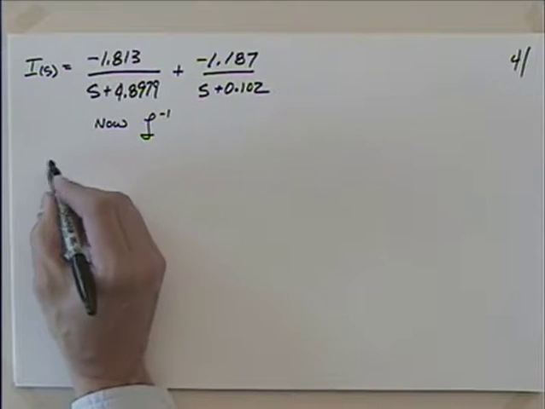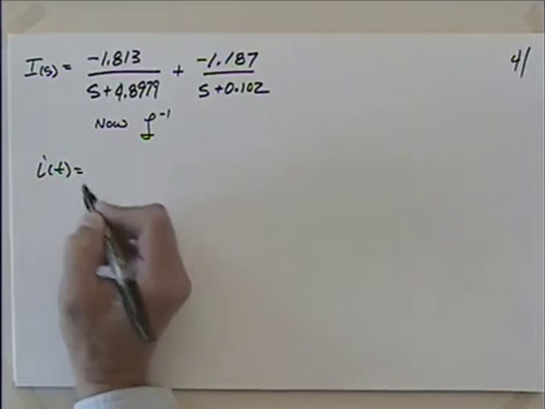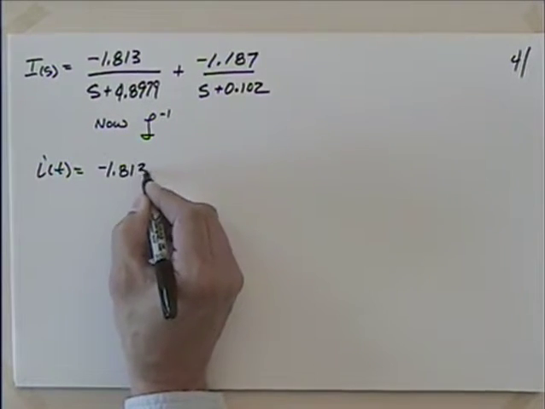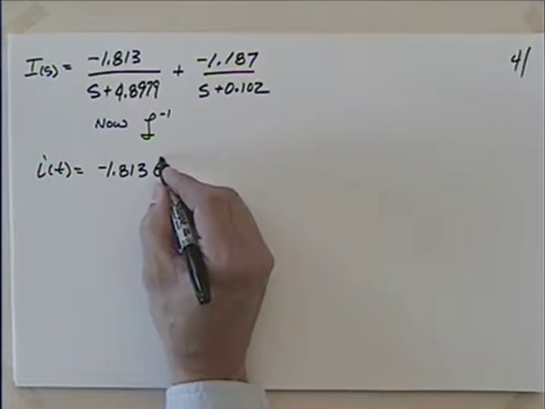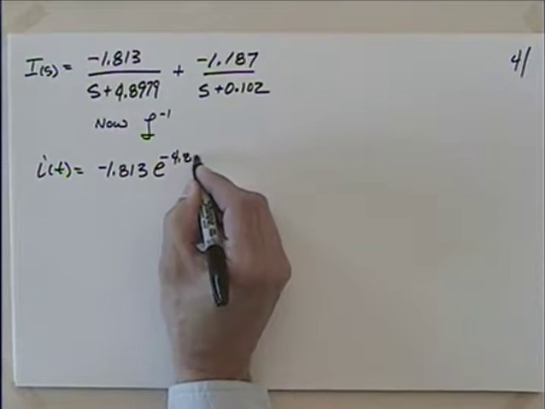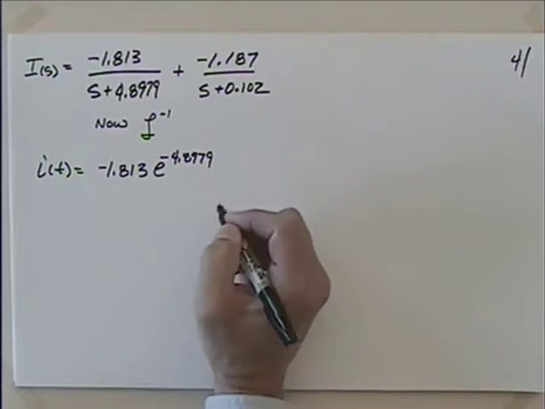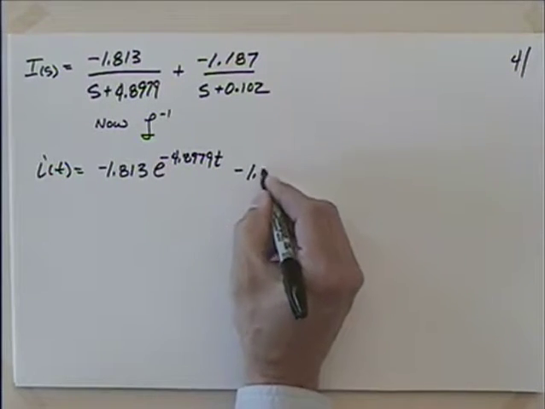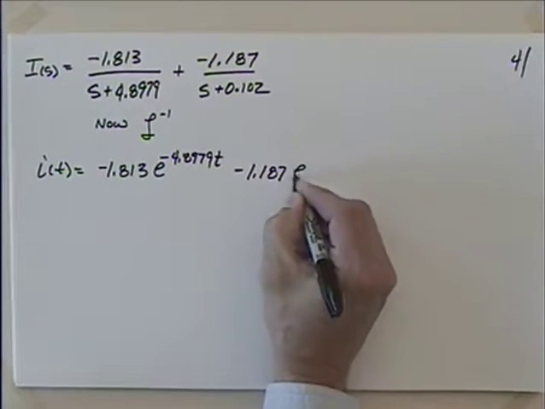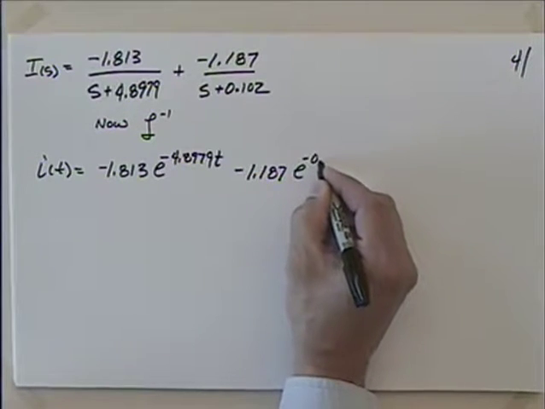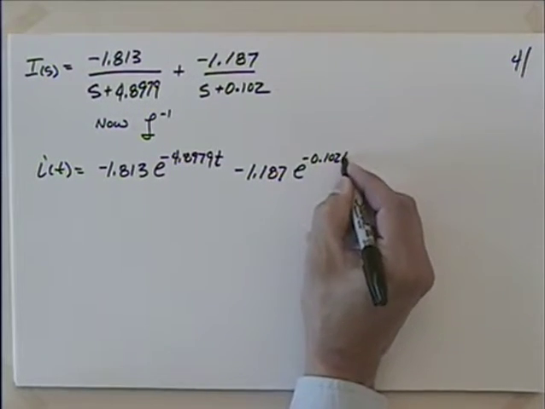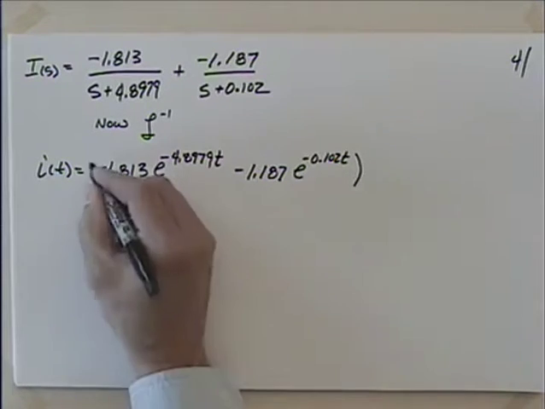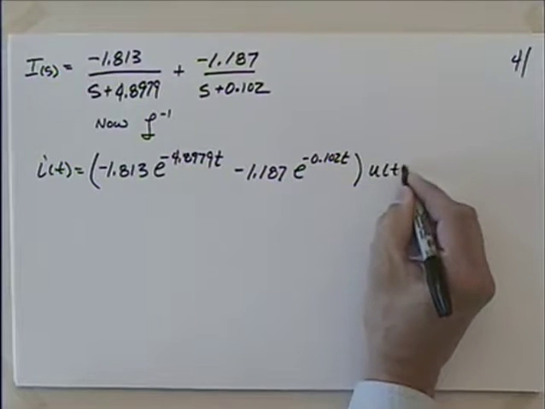So I take the inverse Laplace transform. I've got I then in the T domain is going to be equal to what? Minus 1.813 e to the minus 4.8979 t. I have too many significant figures here. And then minus 1.187 e to the minus 0.102 t. And this is all going to be u of t.